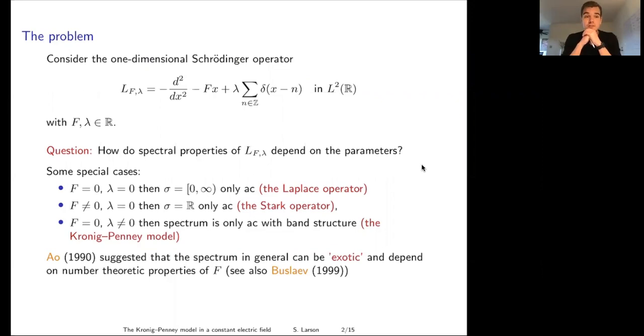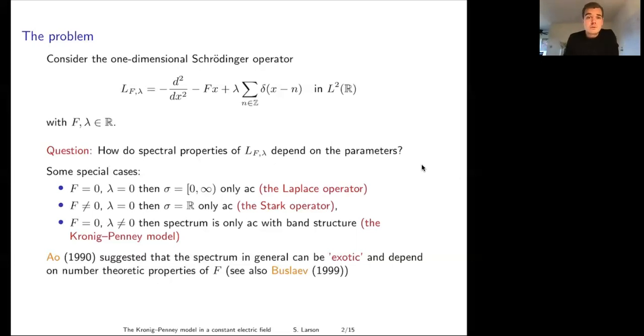It was suggested by Avron in sort of the 90s, or 1990, according to the paper, that the spectrum in general can be fairly exotic and in fact depend on number theoretic properties of the field strength f. This was also made somewhat more rigorous. Avron was a physicist, I think. It's very heuristic, his argument, and I don't fully understand it, to be honest, but I think there's some truth to it. But this was put on sort of a more mathematical footing by Buslaev in 1999. And perhaps a bunch of papers around there.